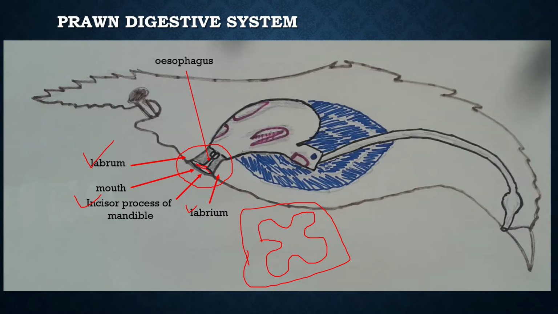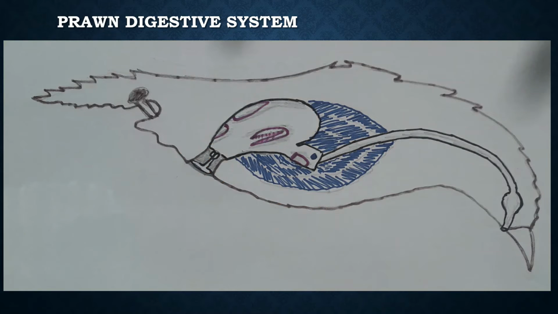One fold is called the anterior fold, the second is the posterior fold, and there are two lateral folds. So there is one anterior, one posterior and two lateral longitudinal folds found internally in this esophagus. Then this esophagus leads into the stomach.